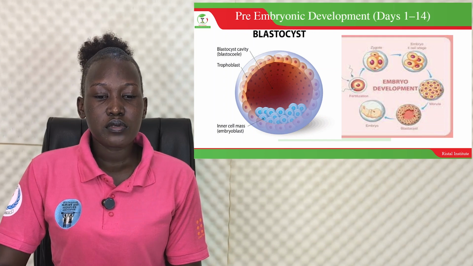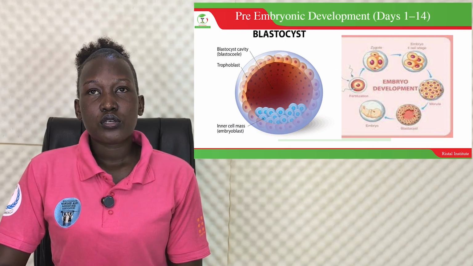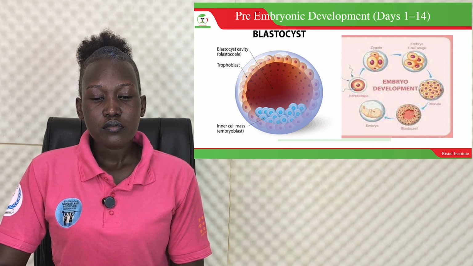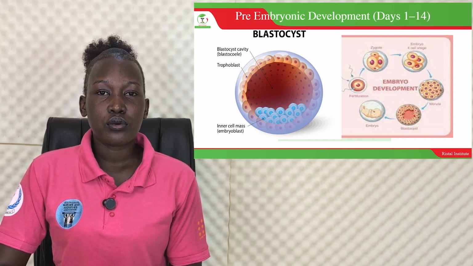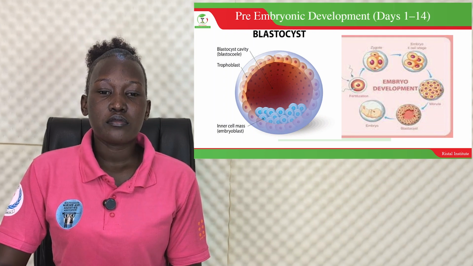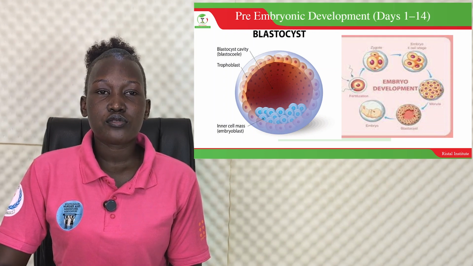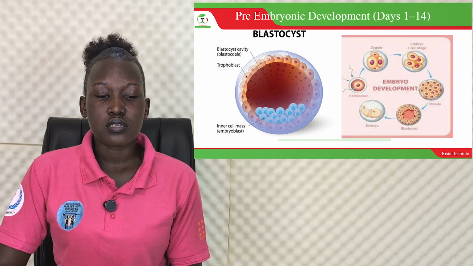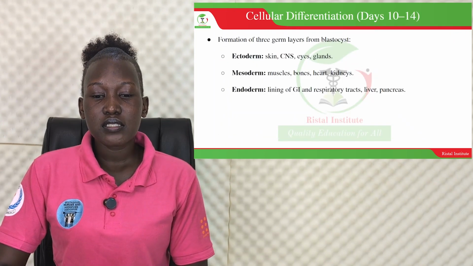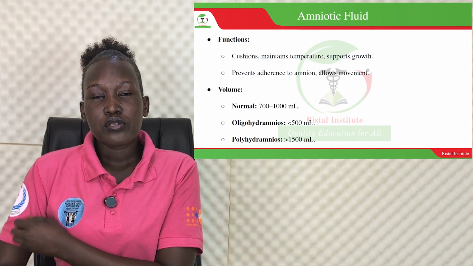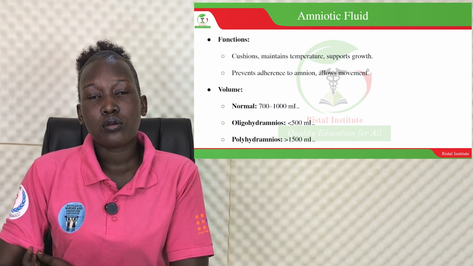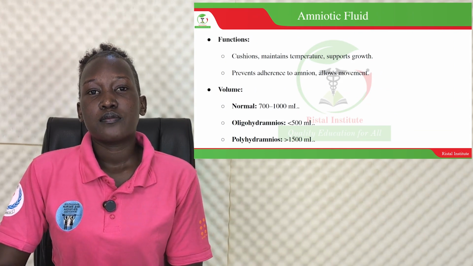Okay, it will still be isotonic. As the pregnancy continues to grow, at some point the amniotic fluid will contain fetal membranes, some fetal urine, and some secretions from the lung and all those things. But in the early stages, the amniotic fluid comes from maternal plasma.